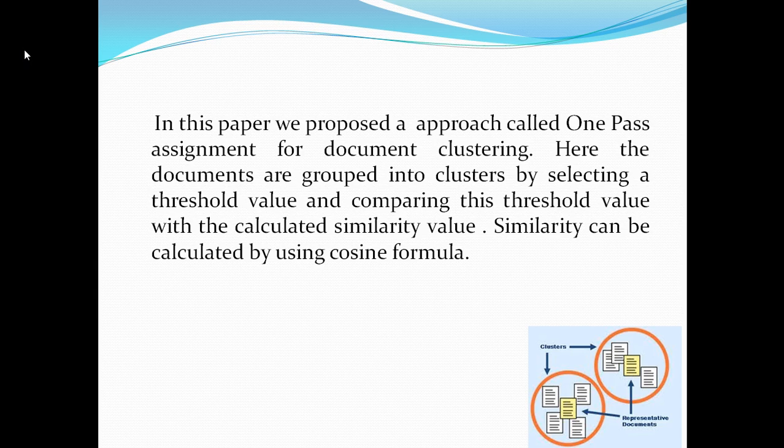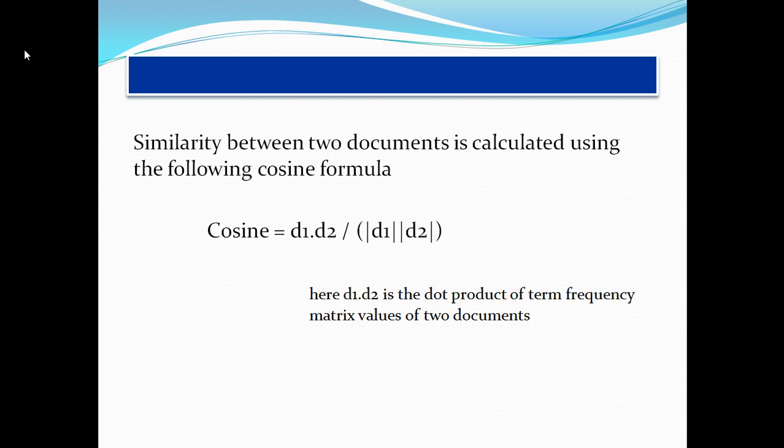Here the documents are grouped into clusters by selecting a threshold value and comparing this threshold value with the calculated similarity values. Similarity can be calculated by using the cosine formula. The cosine formula is d1 dot d2 divided by magnitude of d1 times magnitude of d2. d1 dot d2 is the dot product of term frequency matrix values of two documents.